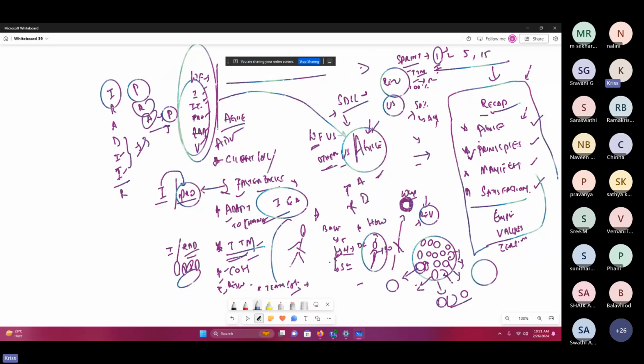Okay, so this is how the sprint cycle works. And here we have the ceremonies. Ceremonies means, for example, we will be having ceremonies, right?